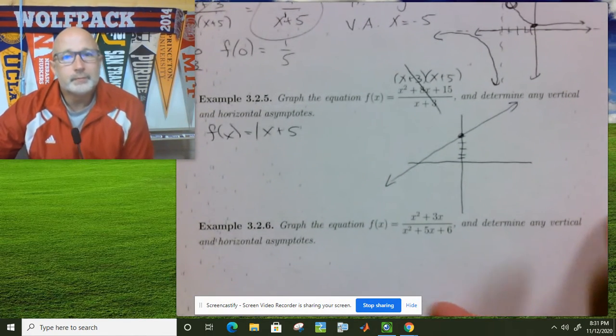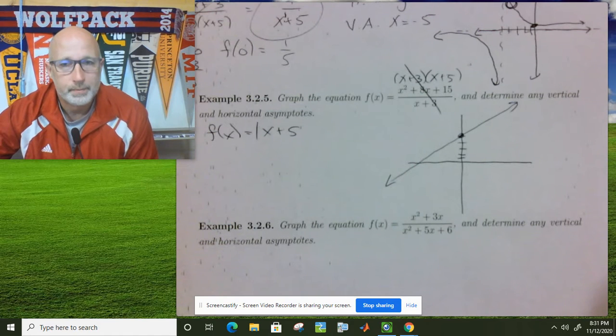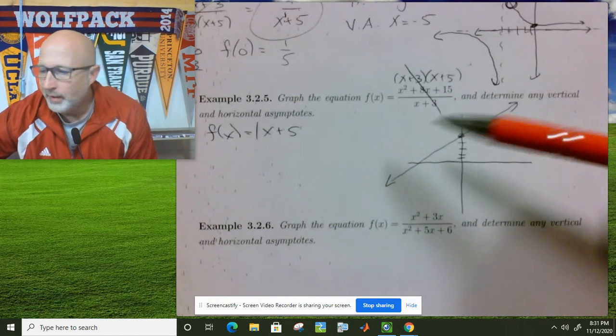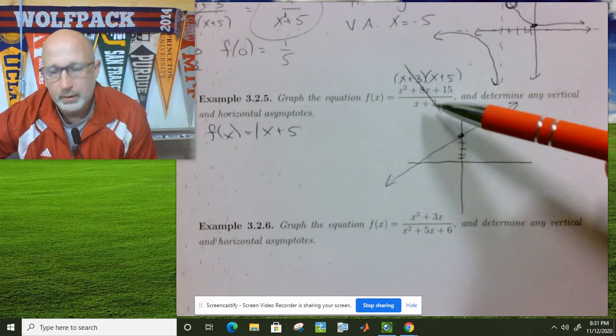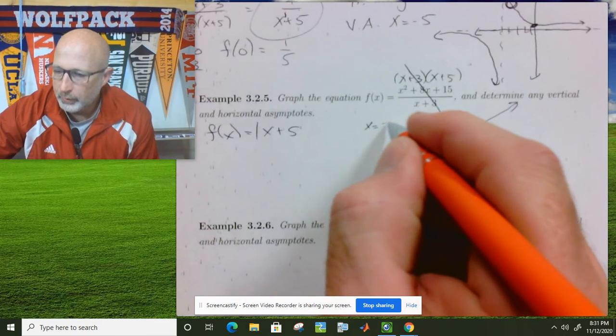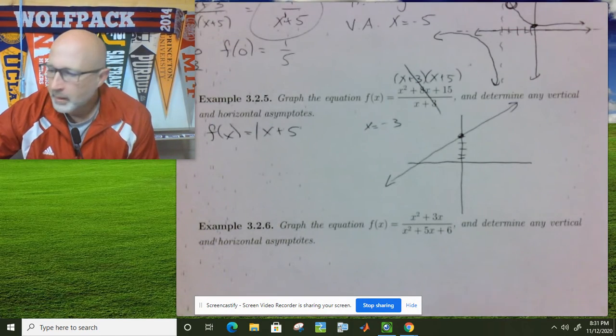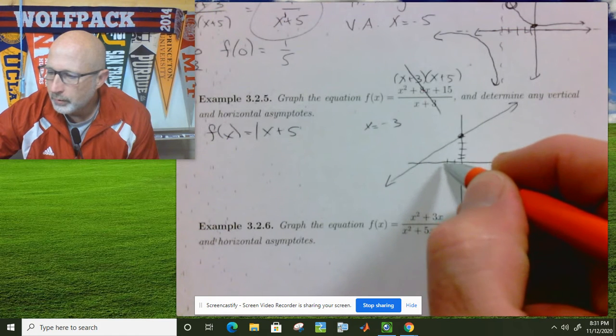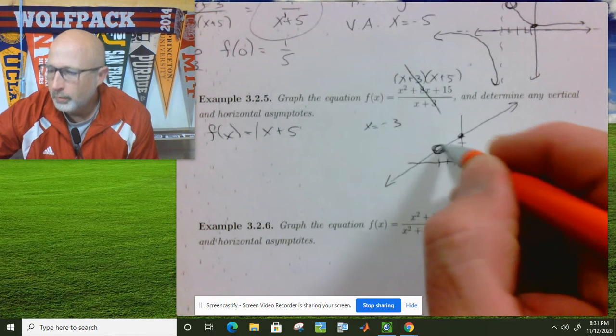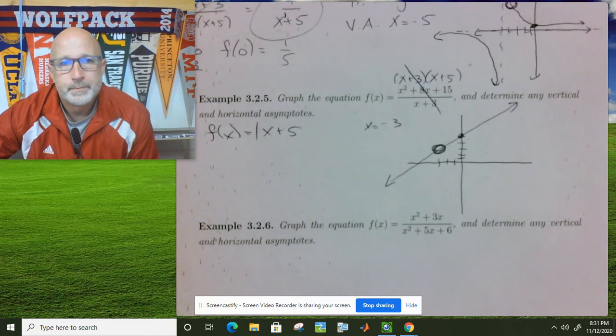However, it still has a hole. And it has a hole at the place where I canceled it out, which is x is equal to negative 3. So if I go to negative 3, 1, 2, 3, there's going to be a hole right there. And that's what the graph of it looks like.